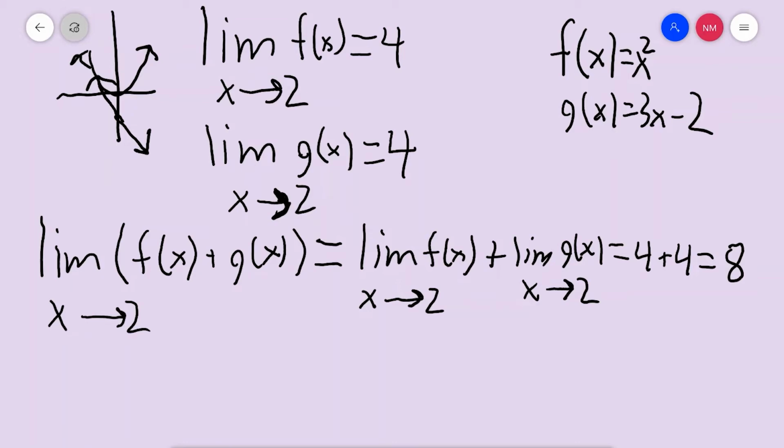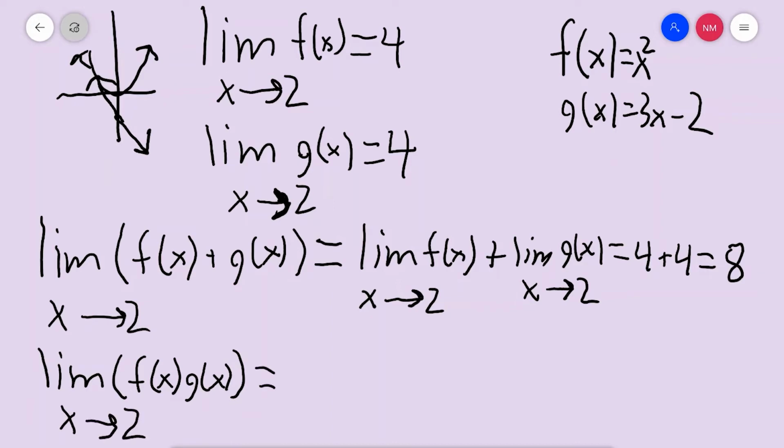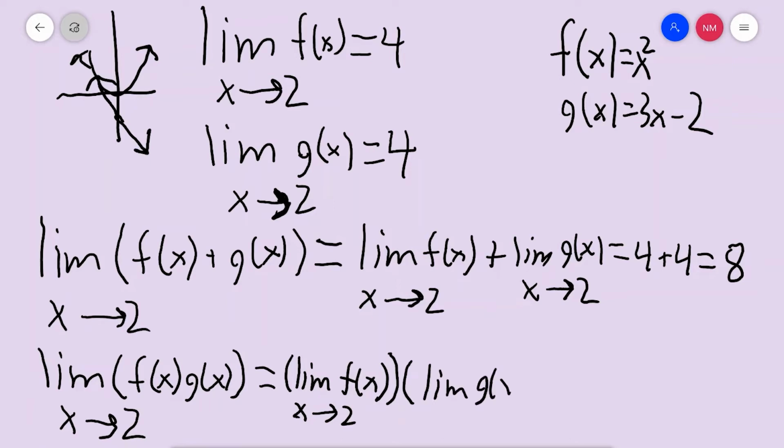Next, let's find the limit of f of x multiplied by g of x as x approaches 2. So I'll write that times g of x as x approaches 2. So again, we would split apart the two limits and find them separately. So the limit of f of x as x approaches 2 multiplied by the limit of g of x as x approaches 2. So that would be 4 times 4, which is 16.